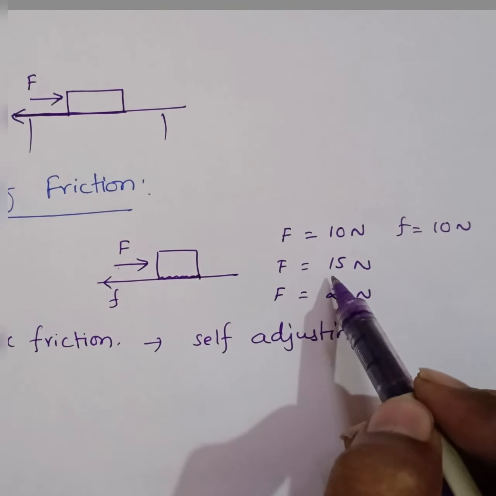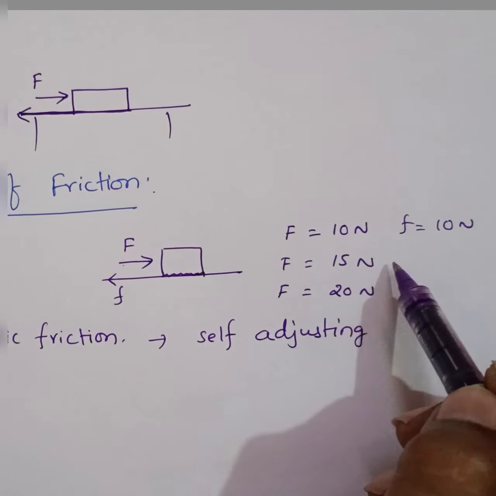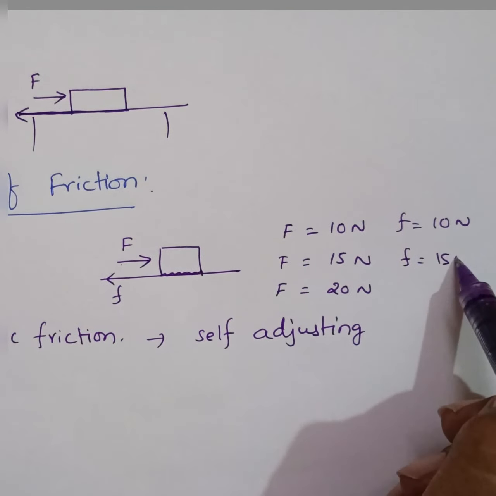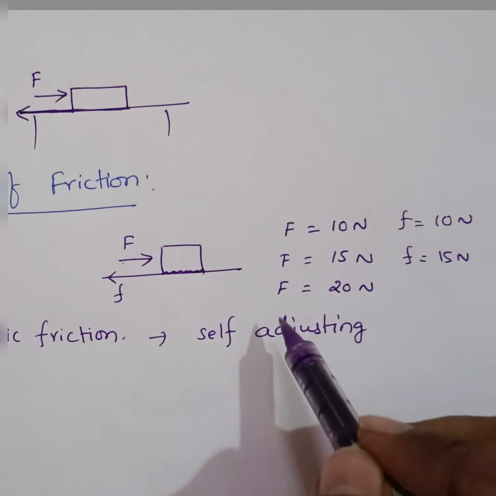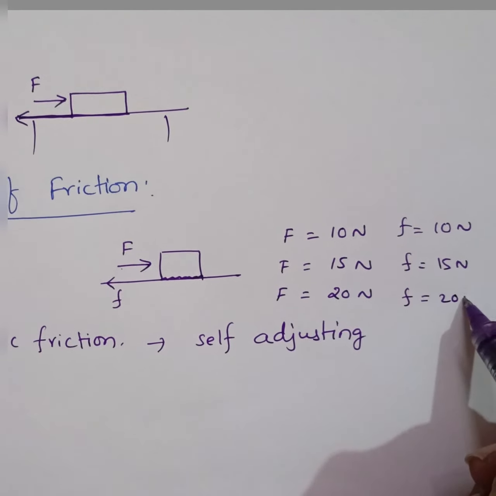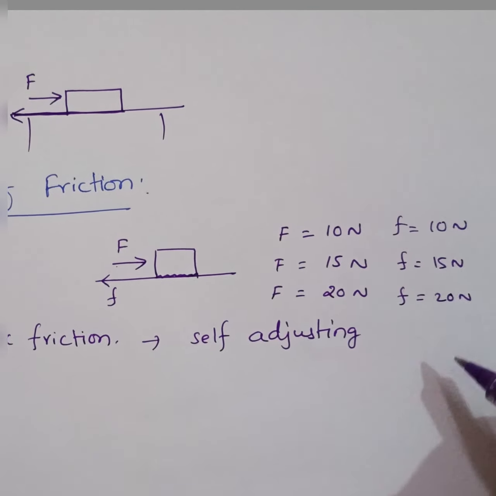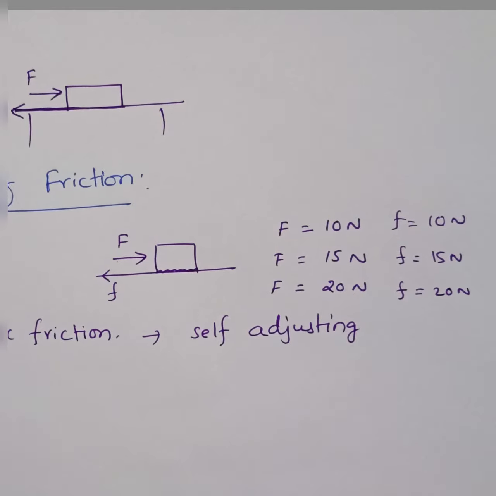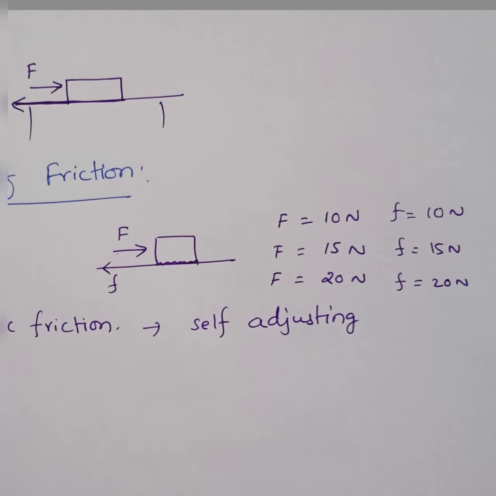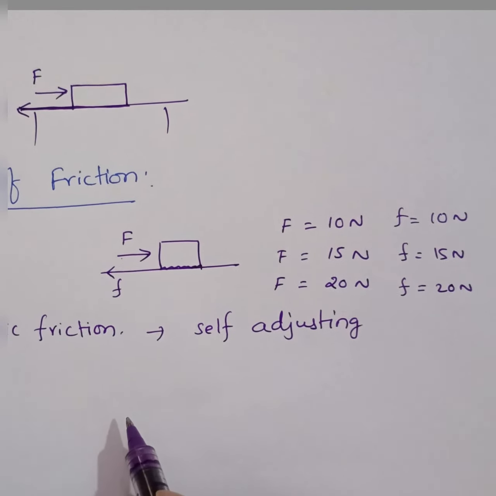Next, when I apply 15 Newtons, I can increase my force, then friction is also 15 Newtons, so that it is not moving. When I apply 20 Newton force, still not moving, so there is 20 Newton frictional force. So it is adjusted by itself. That's why it is known as self-adjusting friction. Static friction is a self-adjusting force.